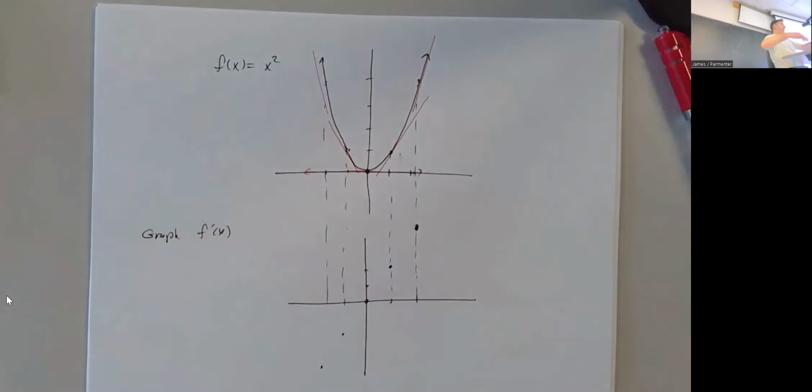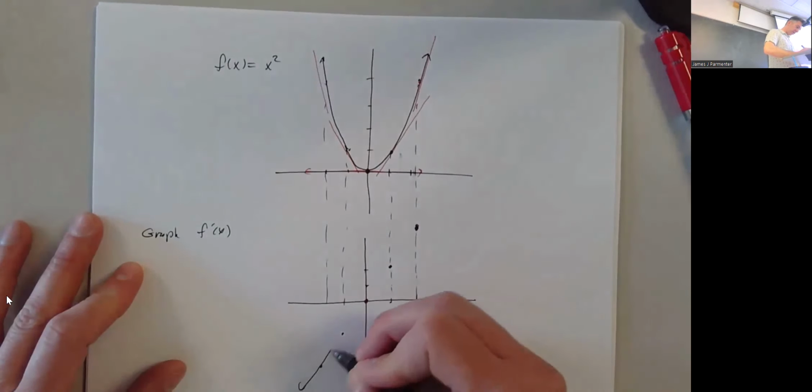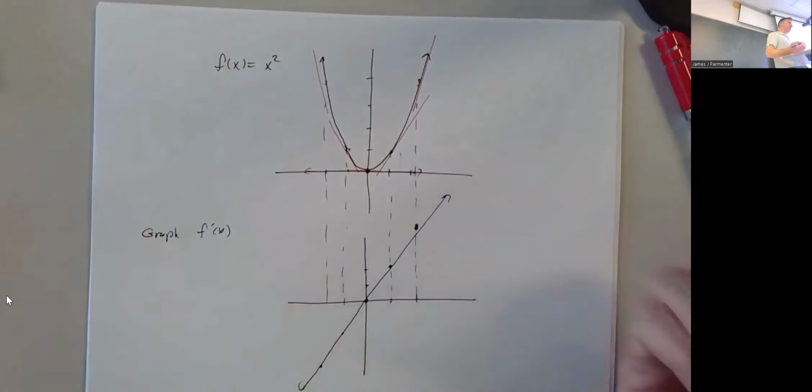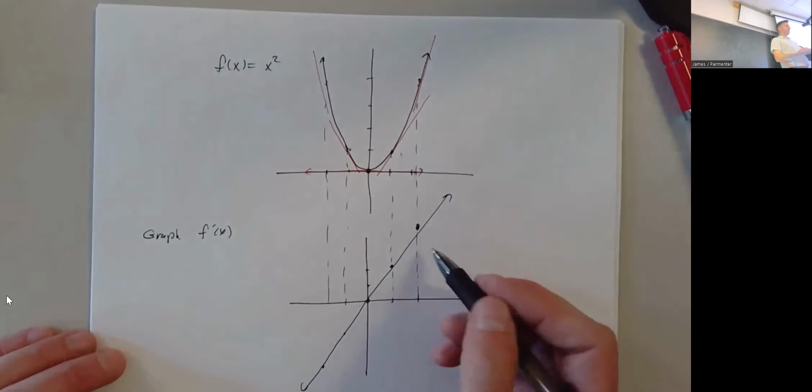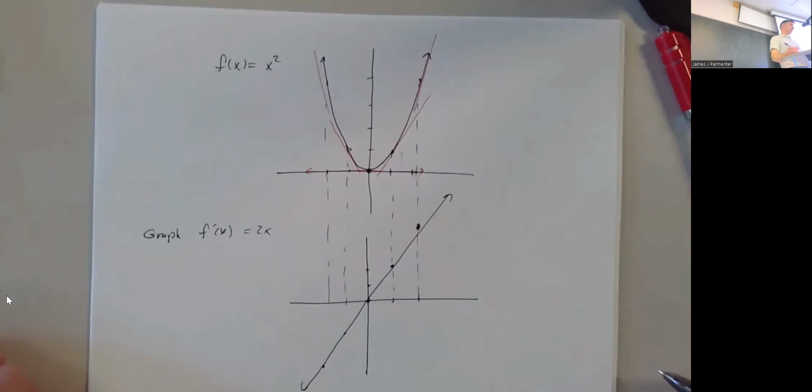So the y values on your derivative correspond to the slopes on your original function. And then if we try to graph this, again, I already kind of knew what the answer is going to be. We can see that, oh yeah, our derivative looks like it's a straight line. It's probably like 2x, which it is. Okay, let's go back.